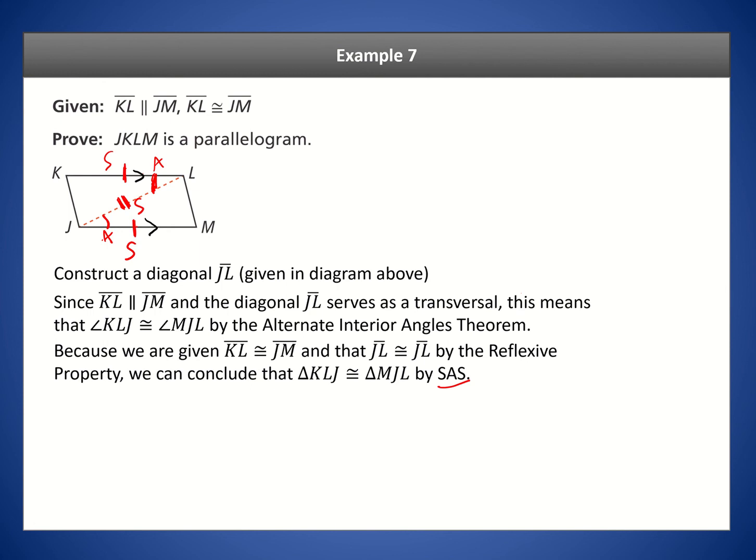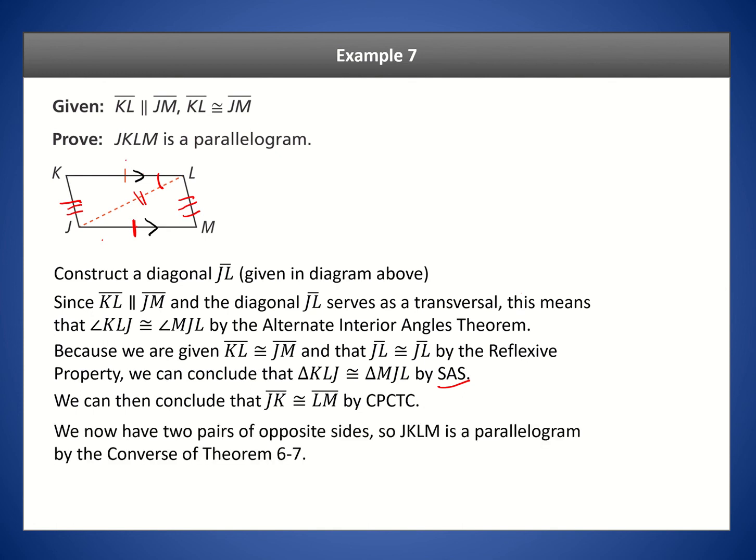So now that we know that those triangles are congruent, we can go ahead and state that JK is congruent to LM because those two triangles are congruent and therefore the sides have to be congruent. And since we have two opposite sides that are congruent by the converse of theorem 6-7, we know that we have a parallelogram. End of proof.